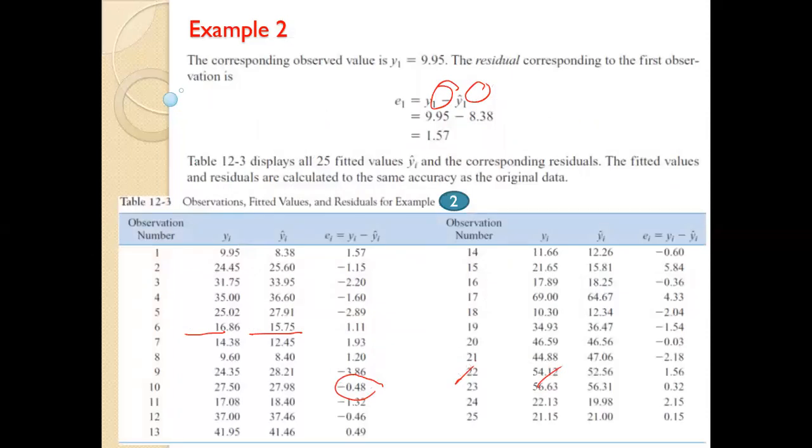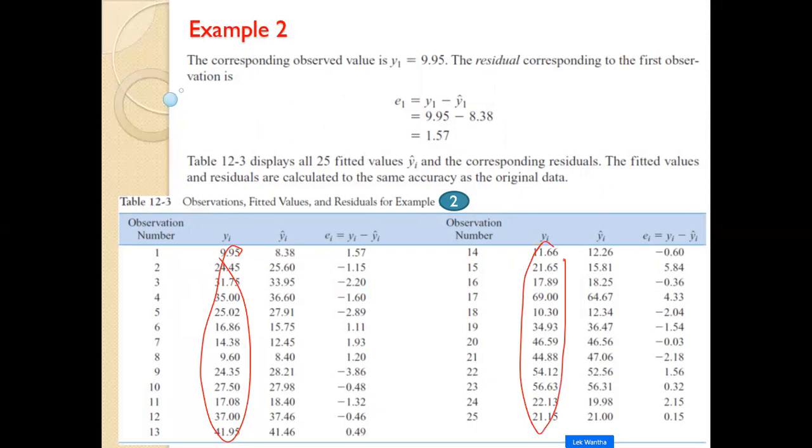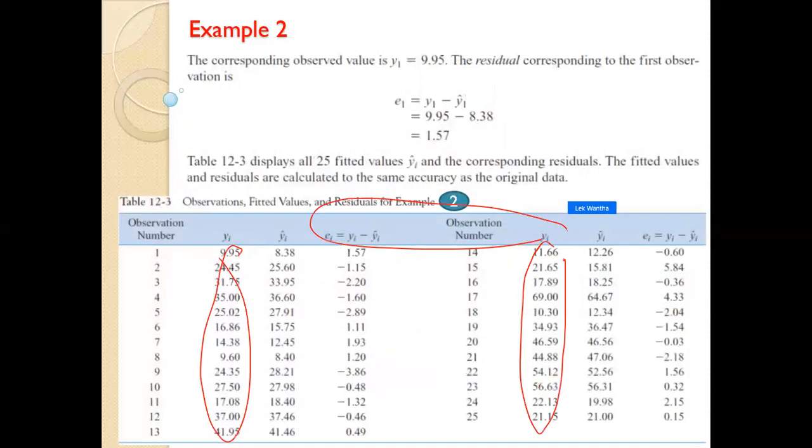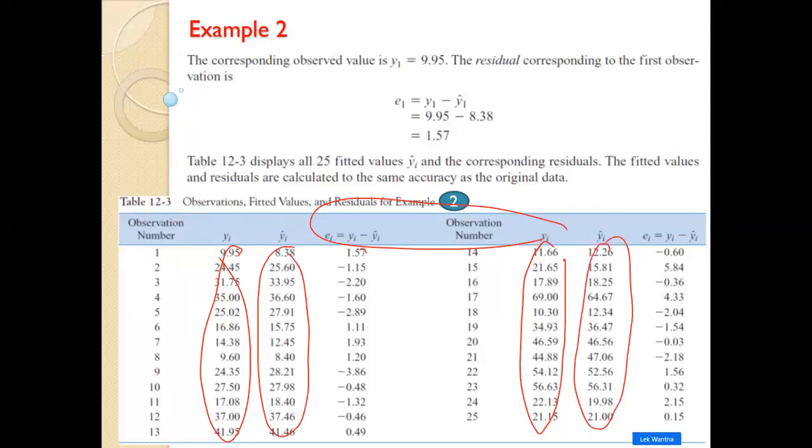Then you subtract the actual data, this is the y data, the actual data. You substitute x1 and x2 into the fitting equation, and you get the value of y predicted from the fitting equation. Then you get the error. This is the error.